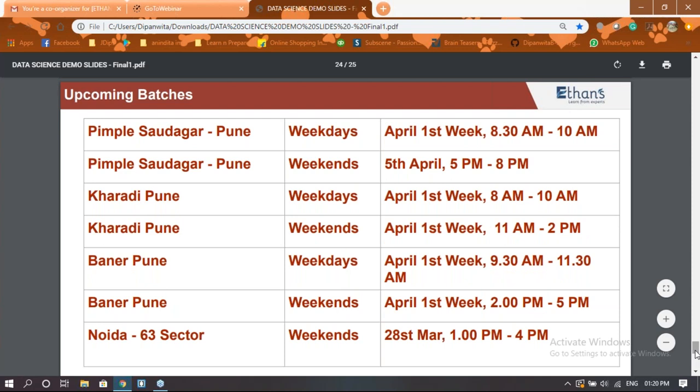So upcoming batches, as you can see, this is what we have planned. Pimple Saudagar Pune weekends batch, we will start from 5th April at 5 p.m. to 8 p.m. Weekdays, first week of April in the morning. Karadi at this time, and Baner at this time. So you can just look at it.